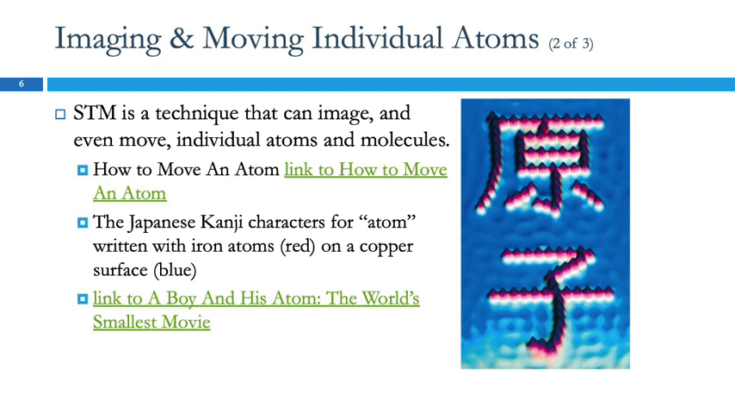So this is a technique that can be used to image atoms and even to move individual atoms and molecules. This is Japanese kanji characters for atom, written with iron atoms on a copper surface. These reddish, purpley kind of blobs here, those are individual atoms. The resolution on this is not really great. We're not actually seeing what the atom looks like, but we can see, well, there's an atom there, right?